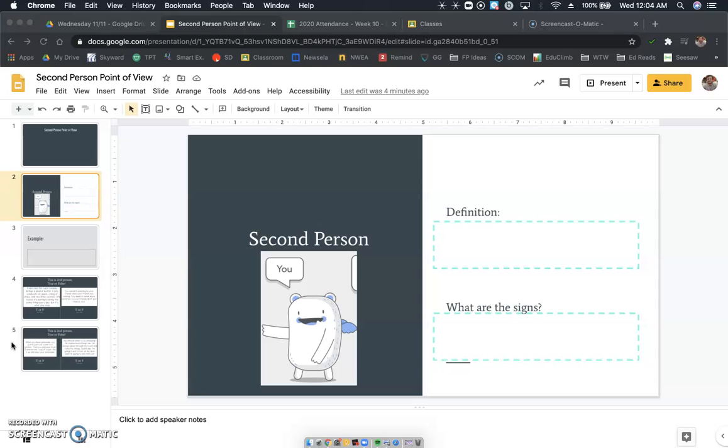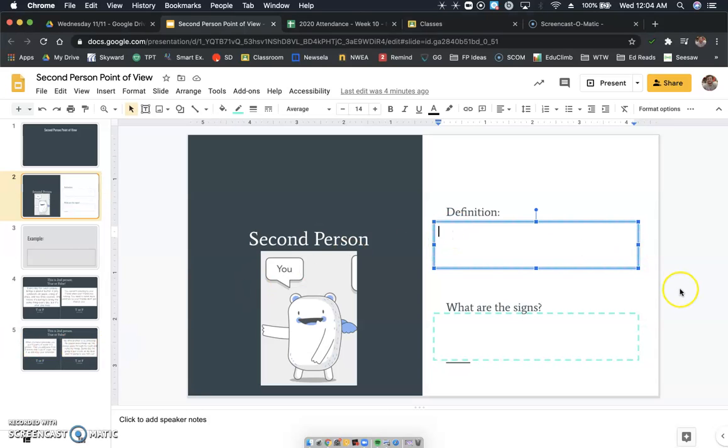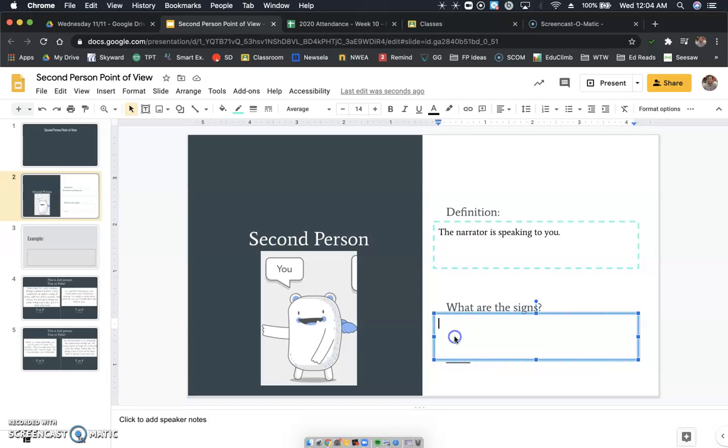Okay, so second person. The first thing that you need to know is the definition. The definition is this: the narrator is speaking to you. The person who is telling this story is talking to you. It's a very unique kind of writing. We don't get to see it very much in fifth grade. We will go through a few examples down here on the bottom of the page or on the slides here, but it's when the narrator is speaking directly to you.